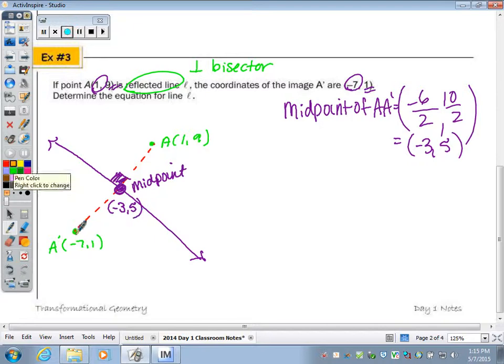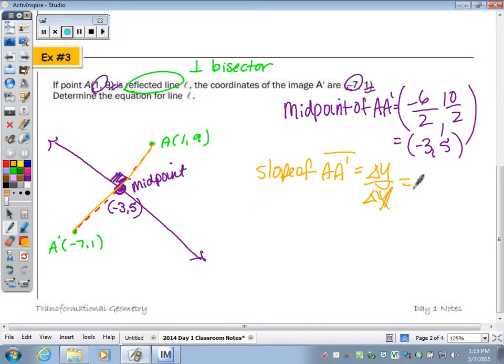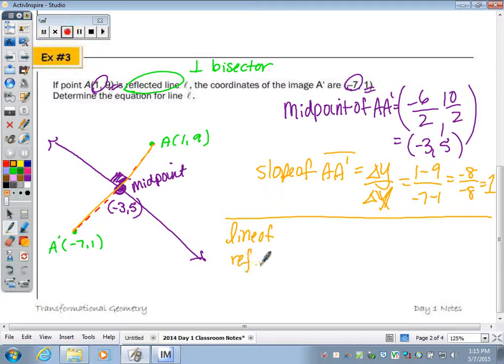Slope. So what's the rise and run of this segment here? So slope of A prime, again, change of y over change of x. My y values are 1 and 9, so this is 1 minus 9 over negative 7 minus 1, which is negative 8 over negative 8, which is a positive 1. So my line of reflection has to have a slope of what?